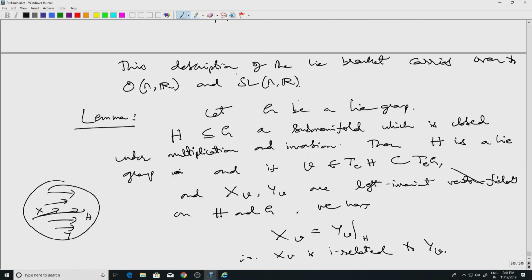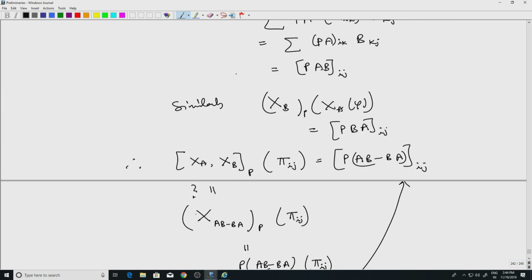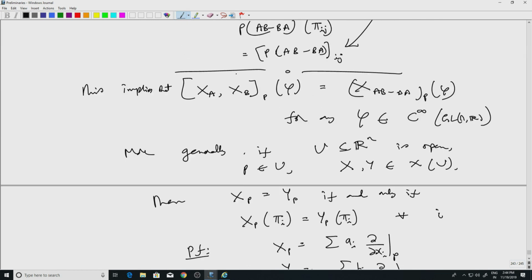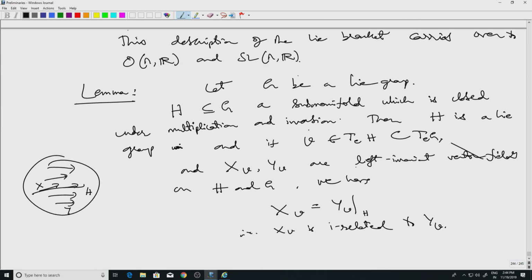So last time we talked about the Lie bracket on the general linear group GLNR and saw that the Lie bracket of left invariant vector fields corresponds to just the usual commutator of matrices AB minus BA. Now I said that this description of the Lie bracket carries over to the subgroups ONR and SLNR.